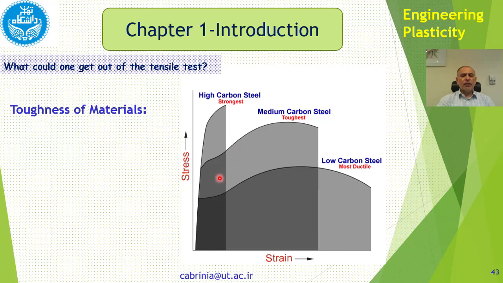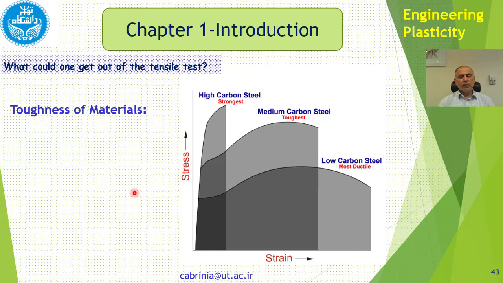Of course, ductility is different from toughness. For instance, a rubber is very ductile, and we get a curve like that. It's many times more ductile than this, but the area under the curve is very small as compared to this. So ductility is different, toughness is different, toughness and strength are different. You should distinguish between these properties.